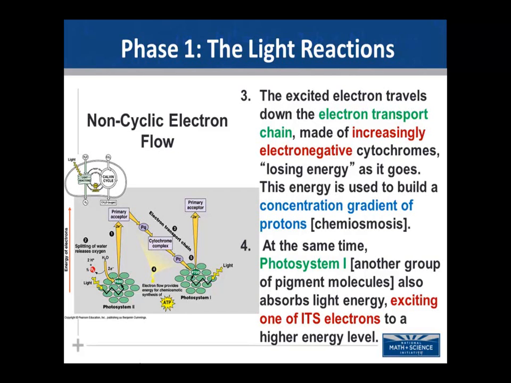Okay. Now, at the same time as all of those first three steps are happening, the same thing is essentially happening to photosystem 1. Photosystem 1 is physically separated from photosystem 2, still within the thylakoid membrane though. Again, it's another group of pigment molecules, and it absorbs light energy. Okay, one of its electrons gets excited to a higher energy level as a result of being hit by the photon.